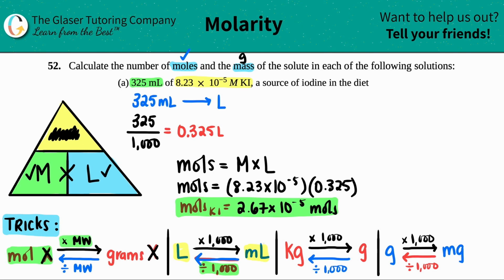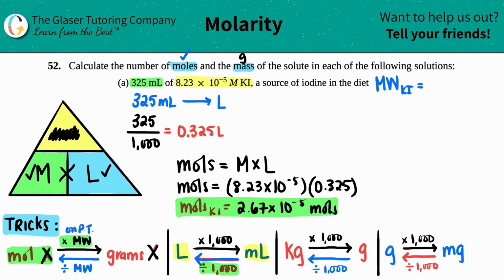And remember, the molecular weight is the same thing as the molar mass or molecular mass. This is all found on the periodic table. So we have to find the molecular mass, or molar weight, of potassium iodide. We just have to do a little side section. Let's find the molecular weight of KI.